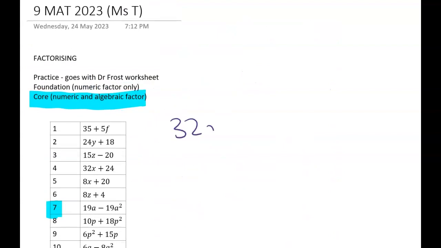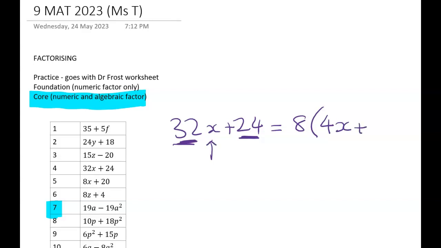Okay, 32x plus 24. So the question we always ask ourselves is, what is the highest common factor? First, we look at the numbers. The highest common factor is 8. 8 fours will give me 32, and I have to times by x to get 32x. 8 what's give me 24? 8 threes.